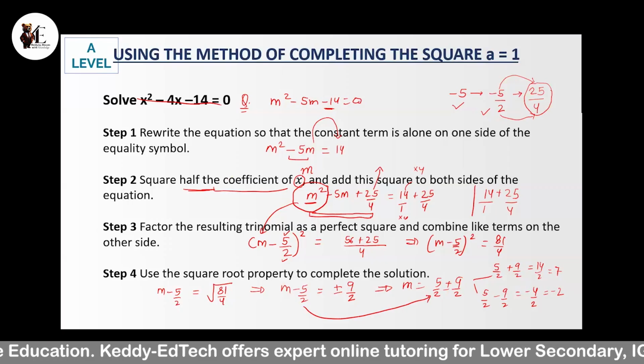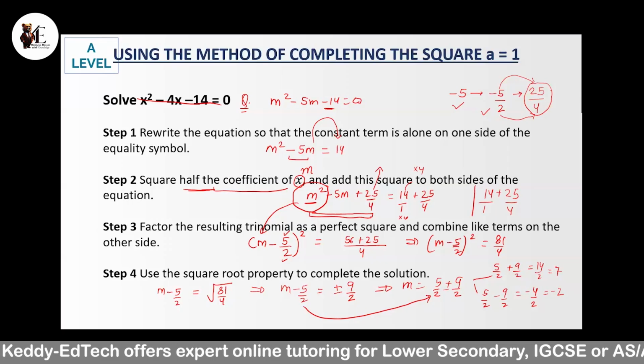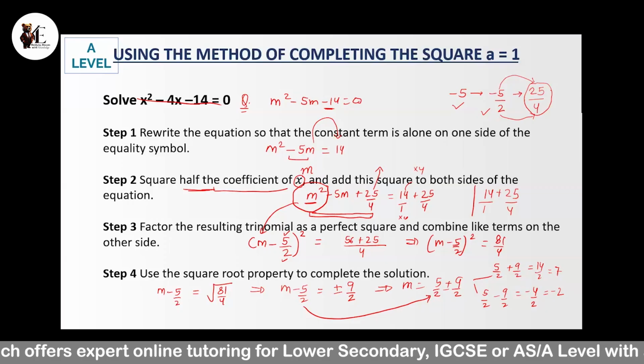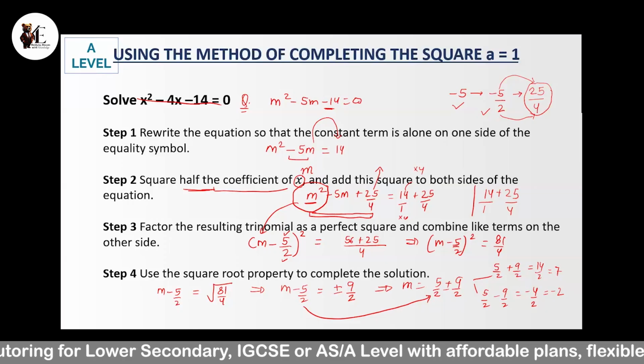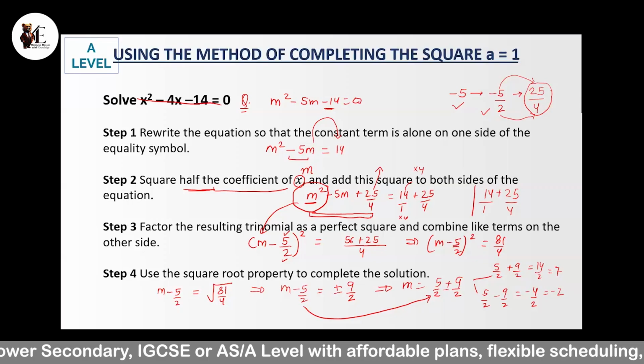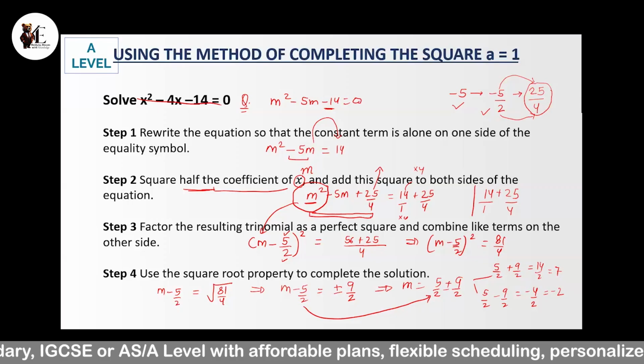Denominators are the same. Simply subtract 5 minus 9. That will be negative 4 over 2. So when you divide negative 4 by 2, you will get negative 2 as the answer. So positive 7 and negative 2 are the final answers of this equation.